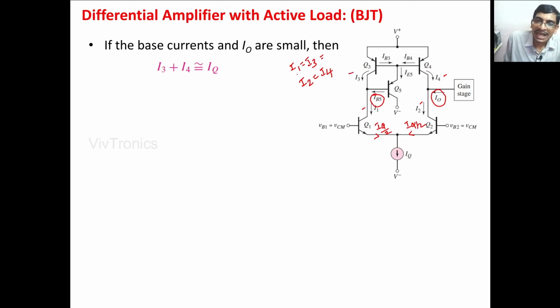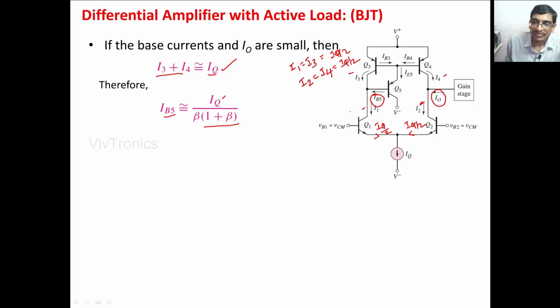Therefore, from this relation, I1 is equal to IQ by 2. That is the value of the emitter current as well as the collector current of Q1. And I2, the collector current of Q2, is equal to the emitter current, which is IQ by 2. Therefore, I3 is equal to IQ by 2 and I4 is equal to IQ by 2, which becomes IQ. Therefore, in the above equation, instead of I3 plus I4, we can substitute the IQ value. So IB5 is equal to IQ divided by beta, times 1 plus beta. That is the value of IB5.